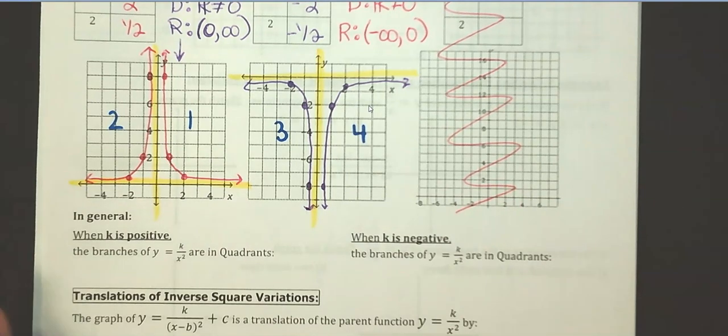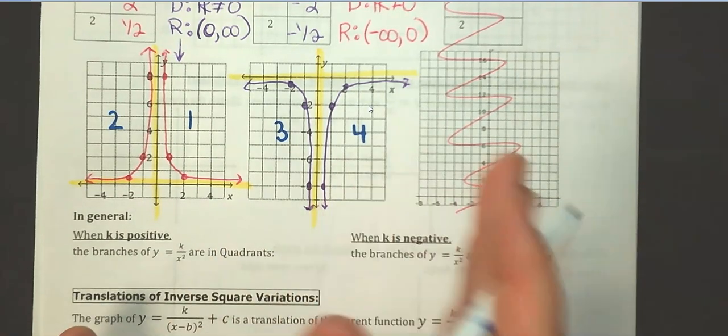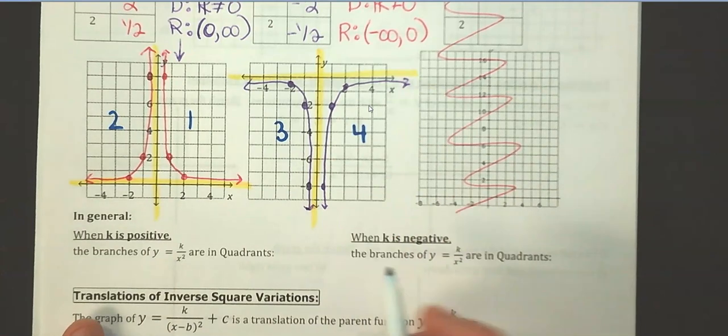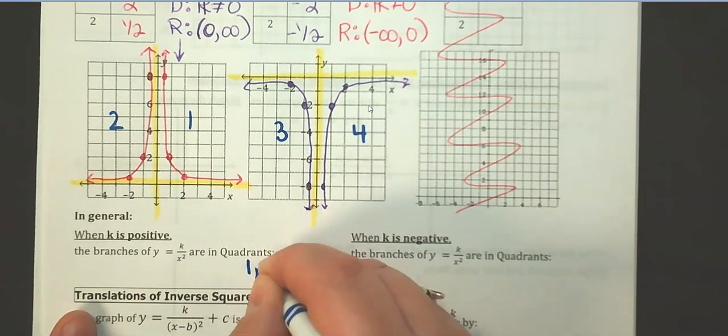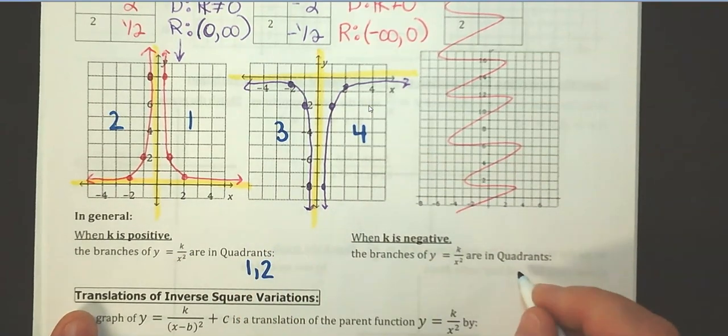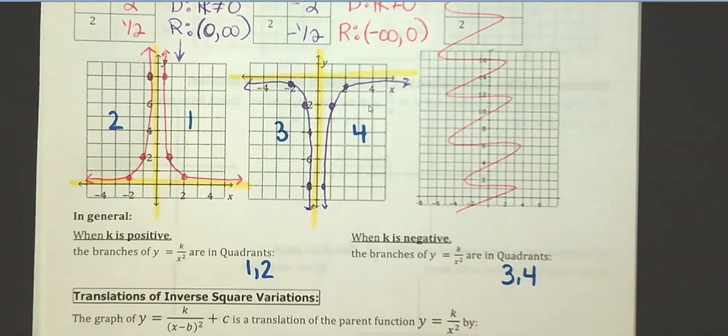So in general, and you can use this for your shifting after you do your asymptotes, if the k value is positive, you're going to be in quadrants 1 and 2. If the k value is negative, you're going to be in quadrants 3 and 4.